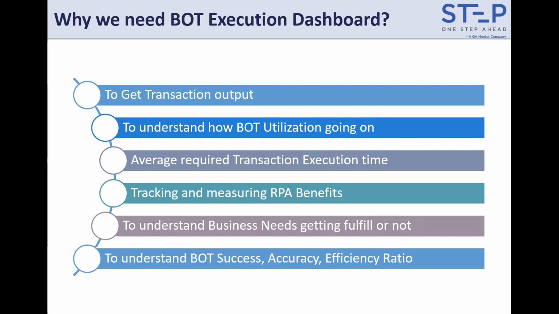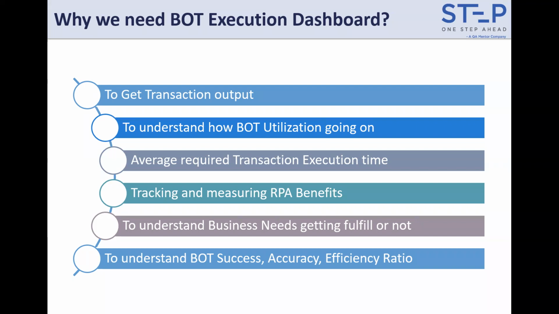So as I mentioned here, to get the transaction outputs properly with the measures, we need metrics or a dashboard to understand. If I have 4 bots or 8 bots, I need to understand whether the utilization is going properly or not. It's not like one bot is getting fully utilized and my other bots are not getting utilized as much. One bot has so much load, and another bot is not utilized as much as it can be. So again, it's challenging.